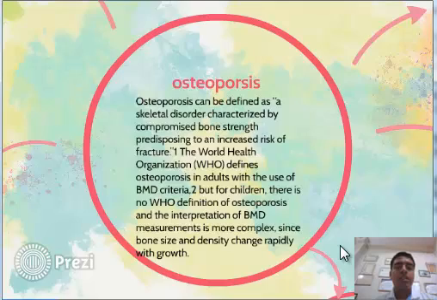Osteoporosis can be defined as a skeletal disorder characterized by compromised bone strength, predisposing to an increased risk of fracture. The World Health Organization defines osteoporosis in adults with the use of BMD criteria. But for children, there is no whole definition of osteoporosis, and the interpretation of BMD measurements is more complex, since bone size and density change rapidly with growth.